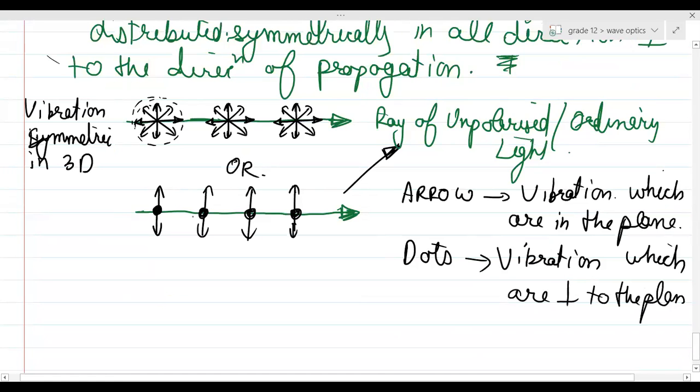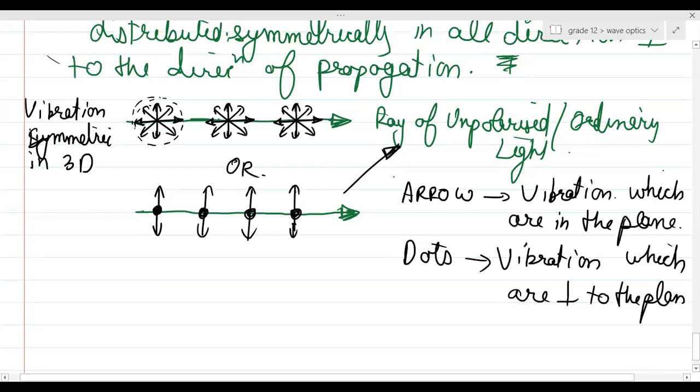So basically, can you see over here, the arrow shows these vibrations are happening in this plane only, the plane in which we are writing, right? So vibrations are happening like this, whereas the dots represent vibrations happening perpendicular. Is it clear?